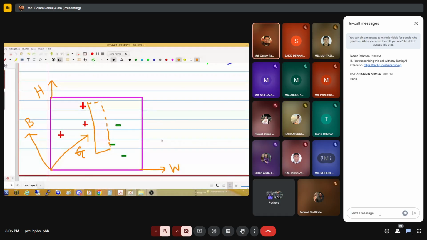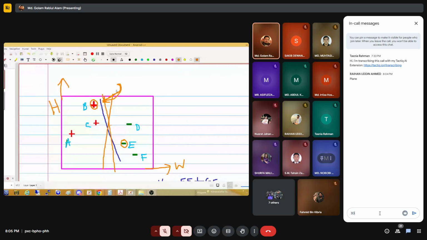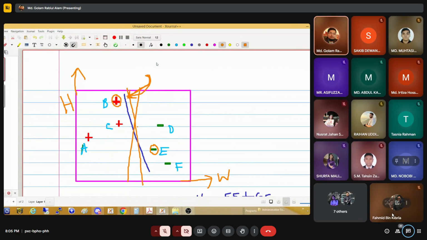So for the line, we can think about the equation of the line. That is ax plus by plus c equals 0. So this is the equation of a line. For 2-dimensional data, we need to find a line like this: ax plus by plus c equals 0.